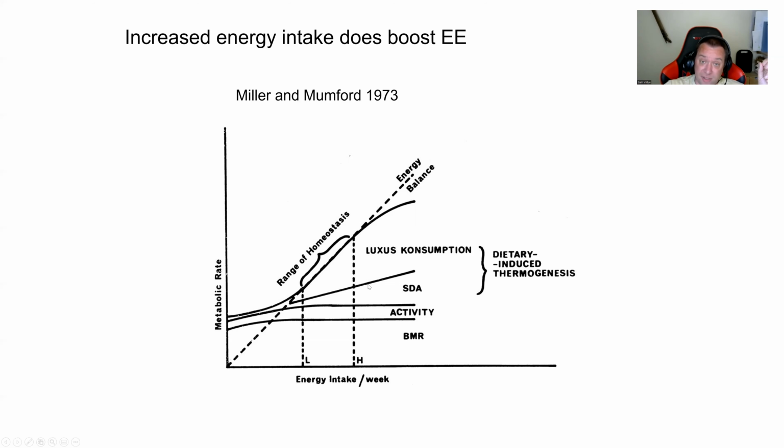There may also be this phenomenon known as Luxuskonsumption, which is more popularly now known as dietary thermogenesis, which is a burning of excess energy in brown adipose tissue. It's debatable how much of these components are impacting. But the concept is that increasing energy intake above what is required for homeostasis will drive an increase in energy expenditure.